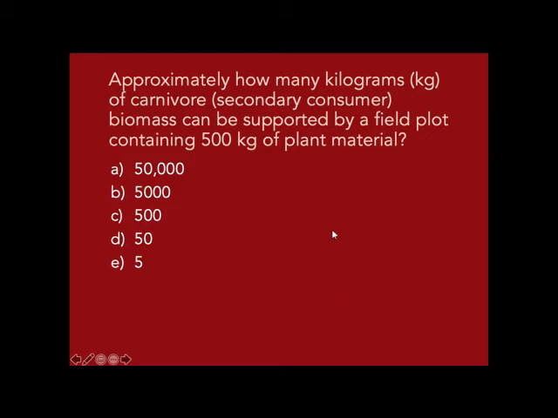Twice. Yeah, twice, right? So if 10% of the energy is transferred at each level, if you start out with 500 kilograms of plant material in the primary producer, how much is transferred to the primary consumer? 50. Yeah, and how much is transferred to the secondary consumer? 5. There we go.